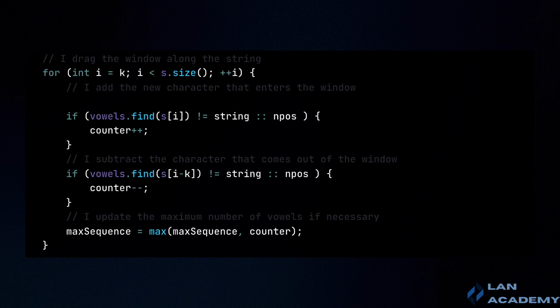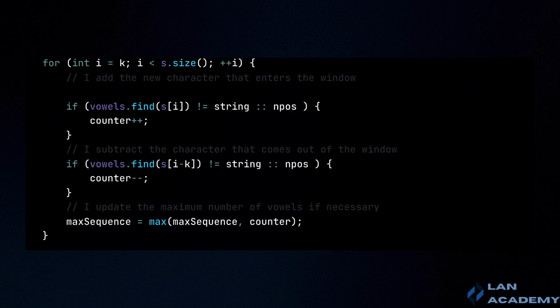If the character that exits the window is a vowel, I decrement the counter. This step is essential to maintain the correct count as characters are no longer part of the current window. After updating the window, I check if the current count of vowels counter is greater than max sequence. If it is, I update max sequence to reflect the new maximum count. This comparison ensures that we always have the highest count of vowels recorded, which will be our final result.